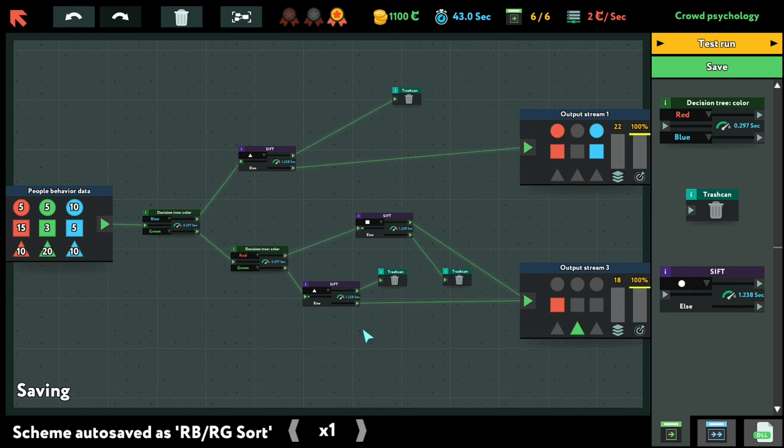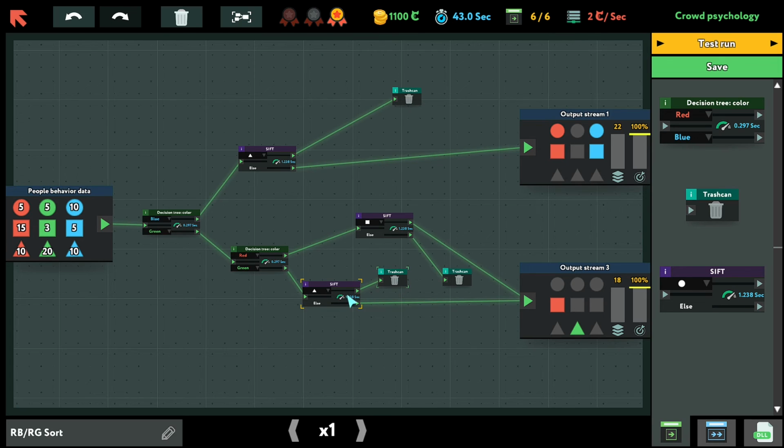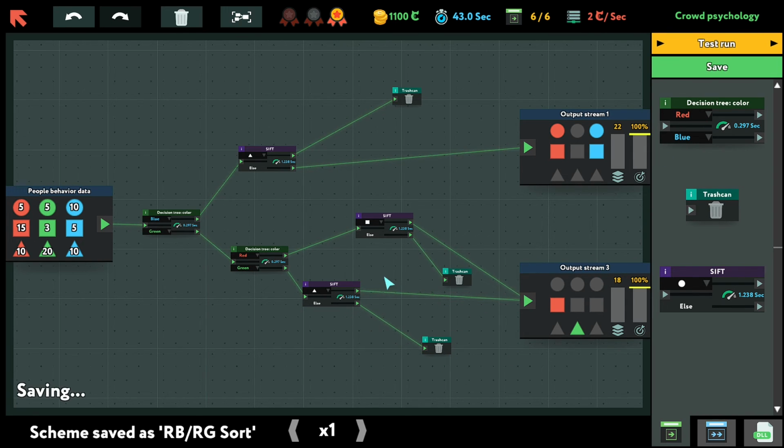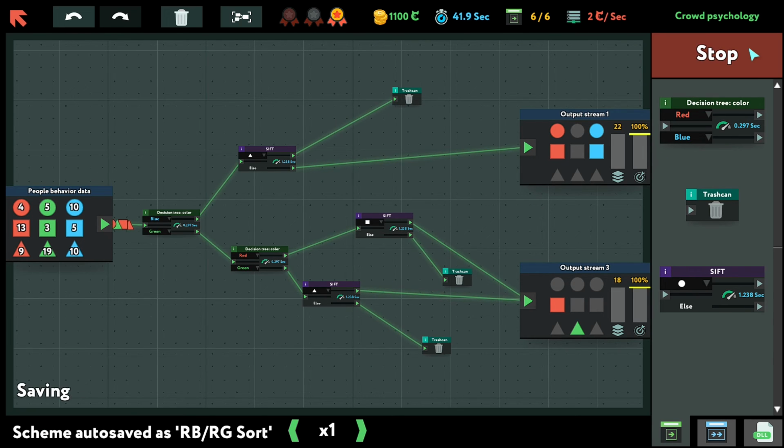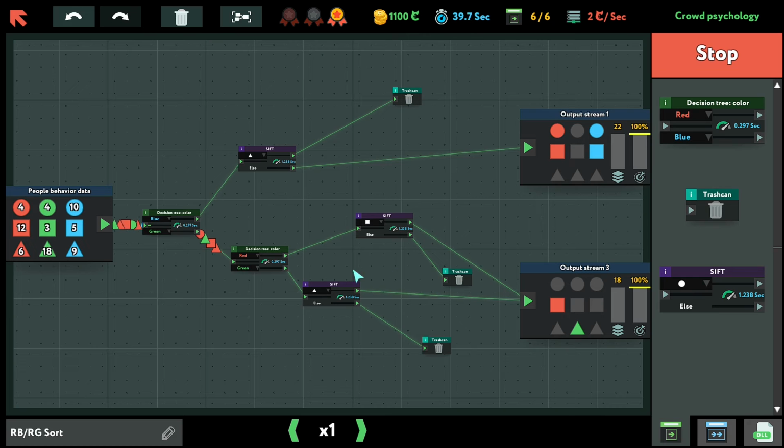Wait, no, I've done it wrong. This is supposed to be sorting. Huh, I did this the wrong way. Haha, I'm dumb. That goes there. Trash can goes here. There we go. Hehe, my bad. I did it wrong. There we go. I was like, why isn't this 100% accuracy? Because I put the green triangles in the wrong place. Oops. Anyway, now we watch this run.